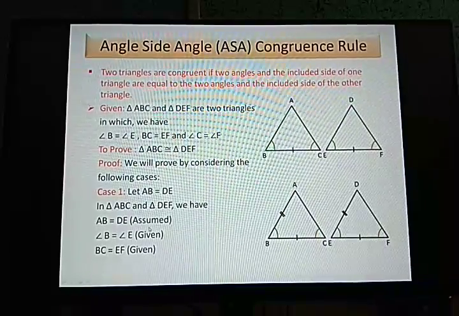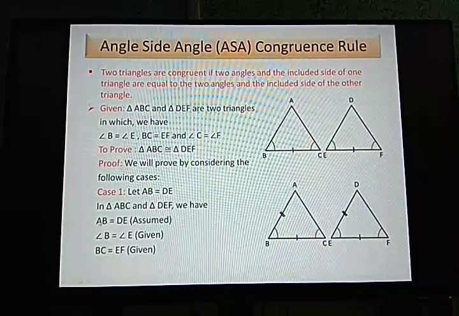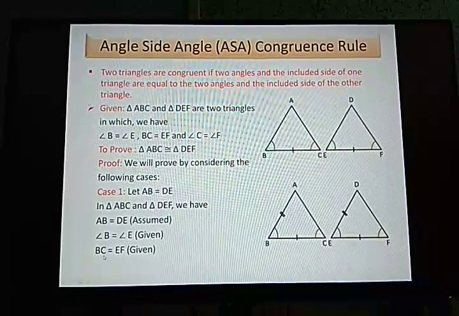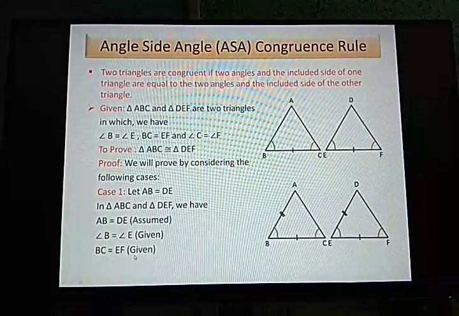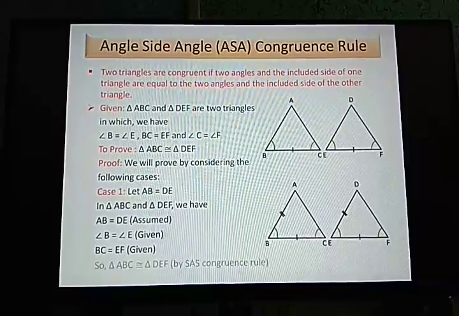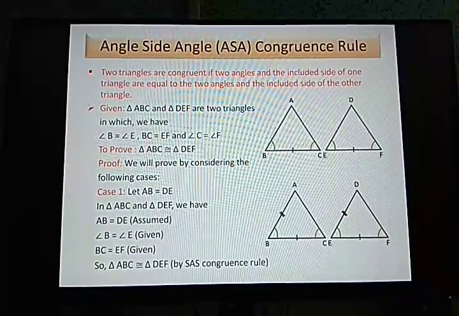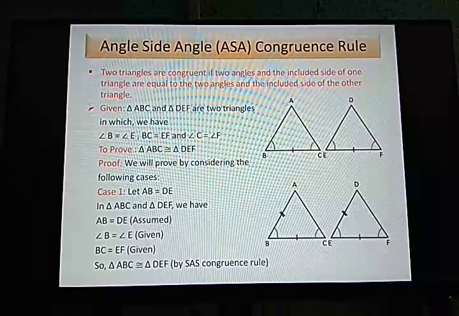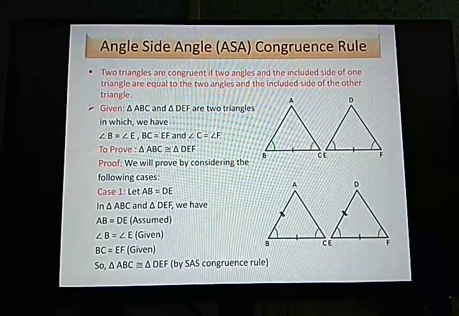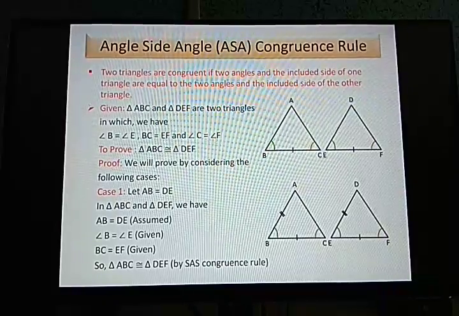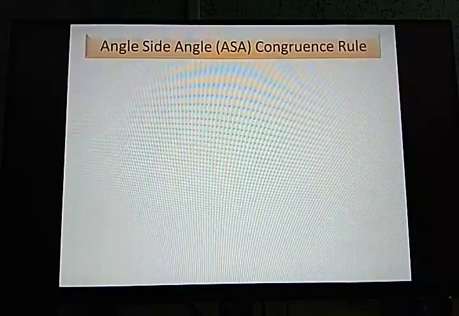So which congruence rule are we using here? As you can see, this is the side, this is the angle, and this is the side. So by side angle side congruence rule, or SAS in short, we can say that both these triangles are congruent. So this case is satisfied. Now let us see the next case, case number 2.